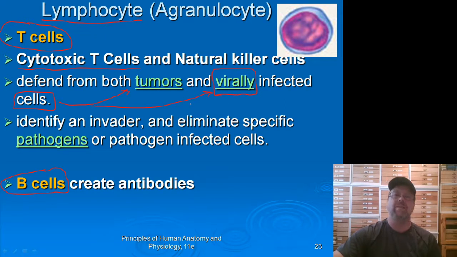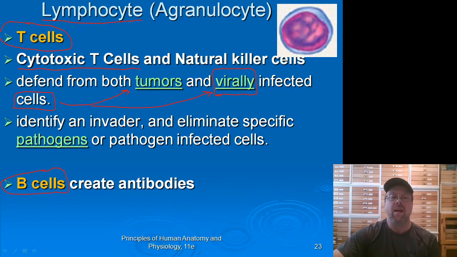I try and imagine them sort of as the Navy SEALs, right? They're going to go in, they're going to go eliminate Osama bin virus, get rid of it, and there's going to be some collateral damage. They're going to have to kill some of our own cells to get rid of that virus. Once they kill the viral cell, then other white blood cells like macrophages can come in and actually eat the virus and get rid of it through phagocytosis. So it says that T cells identify an invader and eliminate a specific pathogen.